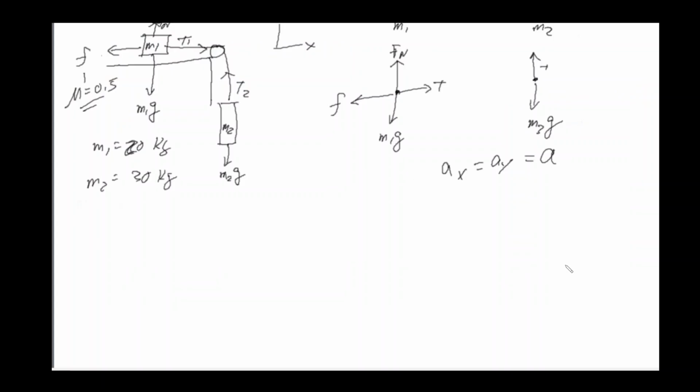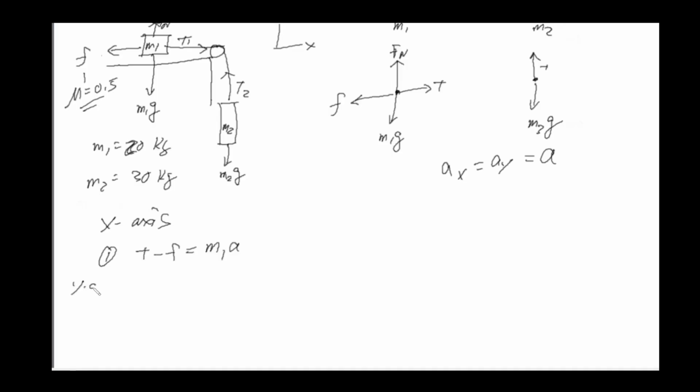So let's see how our forces interact in the x and y directions. So for the x-axis, for mass 1, we can see that tension minus the frictional force is going to give you that mass times the acceleration, the movement. That's in the x direction. So this is for block 1 on the x-axis.